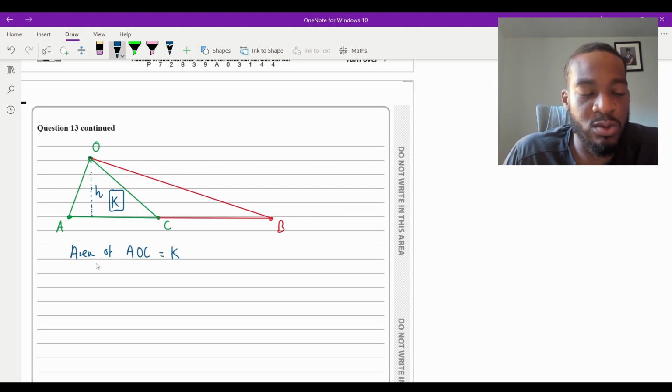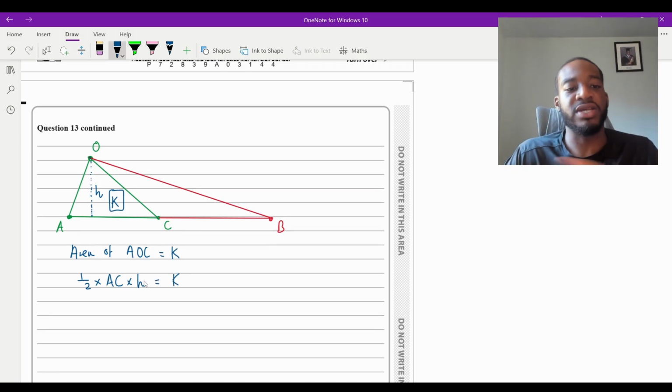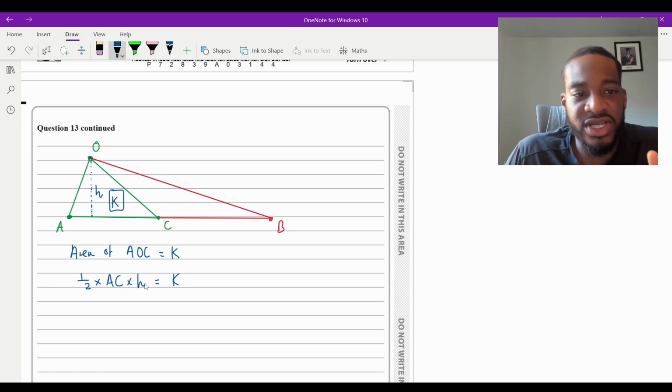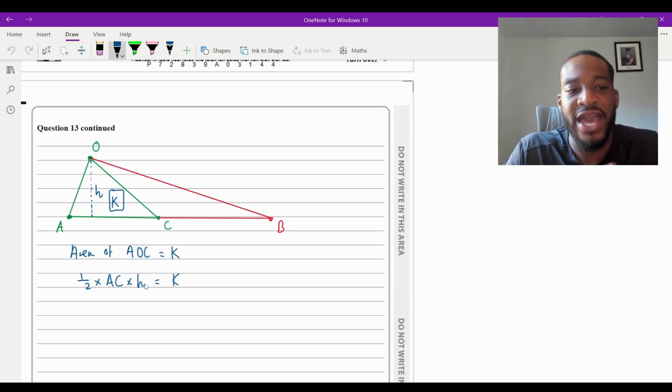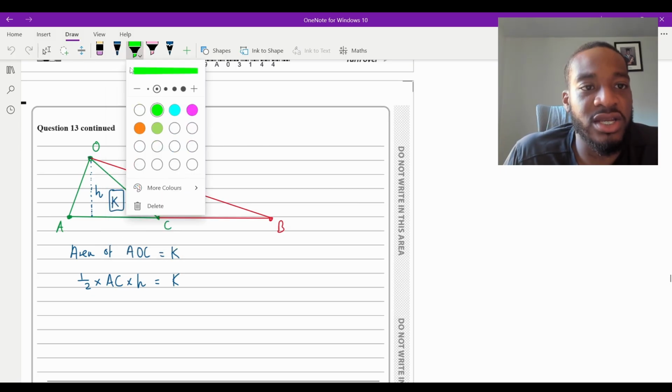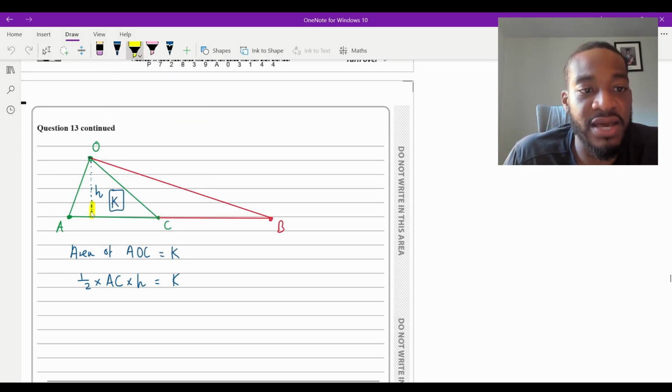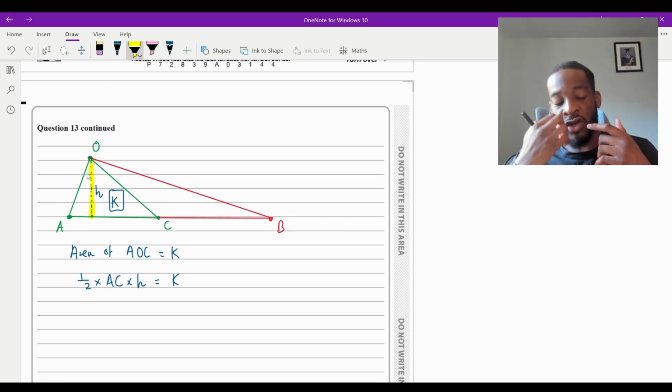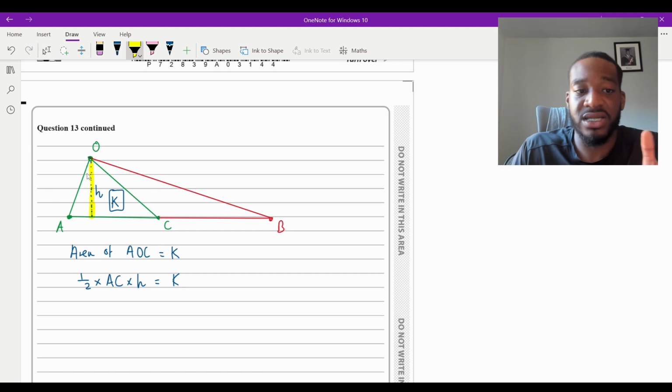And what that would mean then is, well, the formula is going to be half times the base, which is A to C, right? Times the height. This is equal to K, right? This is a fact. Half times base times height. Now, how does that compare with the triangle AOB, the larger one? Well, if you think about it, if you just look at the outside, you can see that the perpendicular height remains the same, doesn't it? For both triangles, perpendicular height remains the same. So the area is going to be proportional to the base, right?